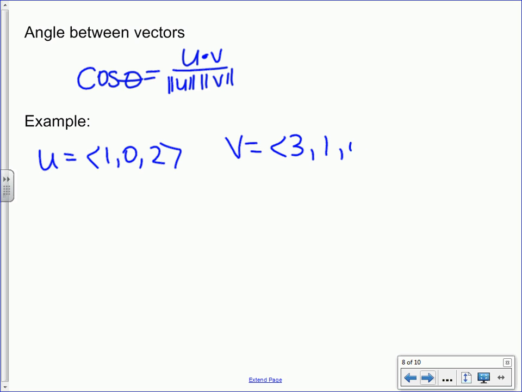I would like us to find the angle in between these two. So pods 1 and 2, you guys are going to find me the magnitude of u. Pod 3, you're going to find me the magnitude of v. 4 and 5, please find me the dot product of u and v.